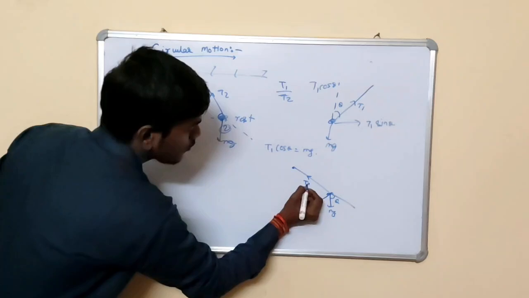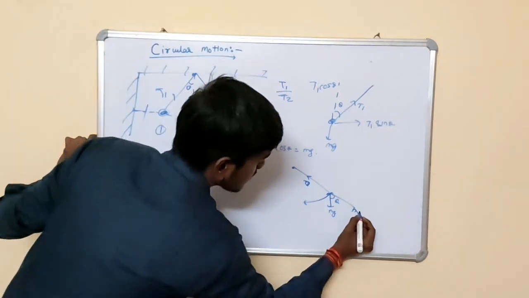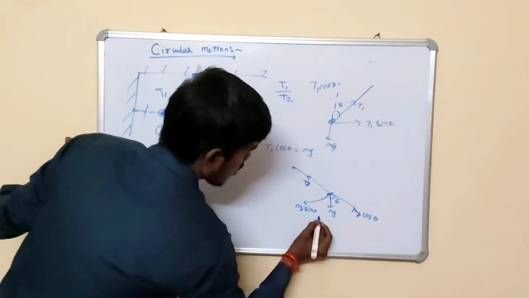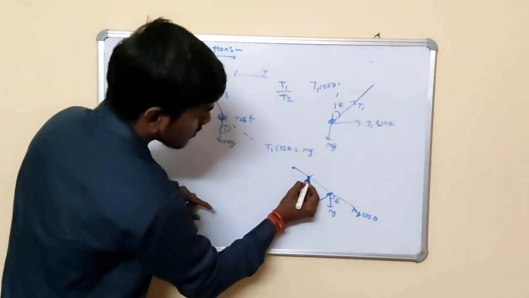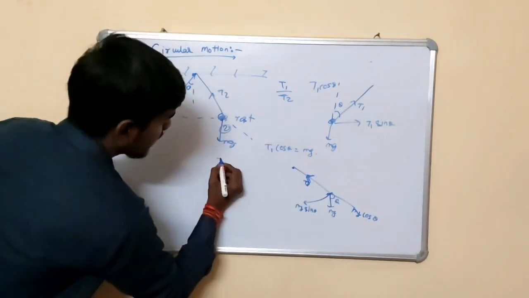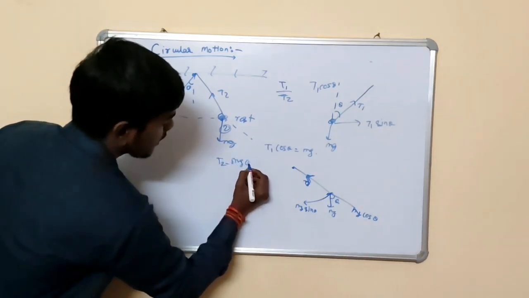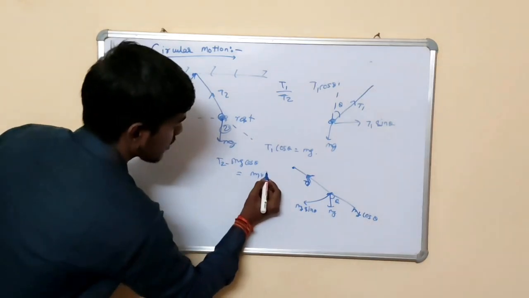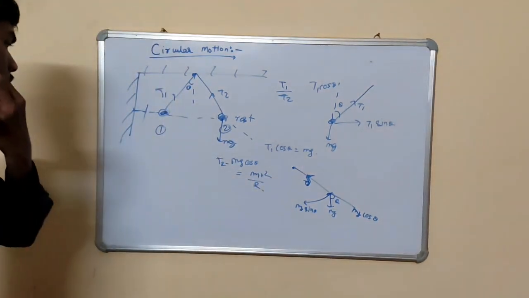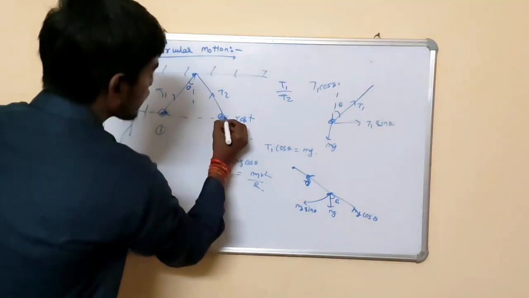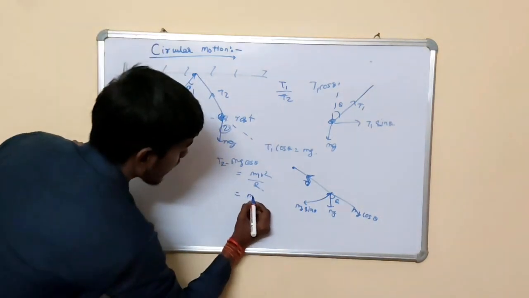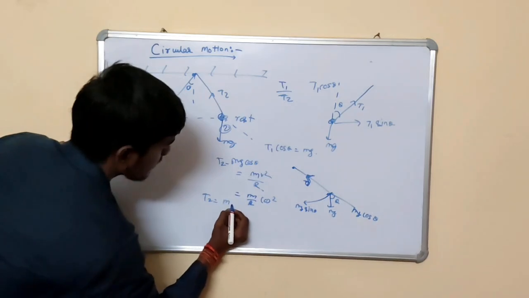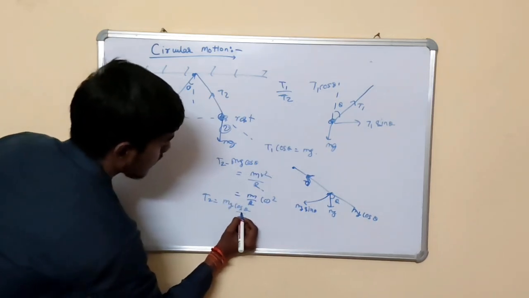If the tension is T2, I will resolve the component of mg. So this will be mg cos theta, and this will be mg sin theta. T2 minus mg cos theta will be responsible for centripetal acceleration, mv square by r. At this position our velocity is 0, so mv square by r is 0. So T2 equals mg cos theta.